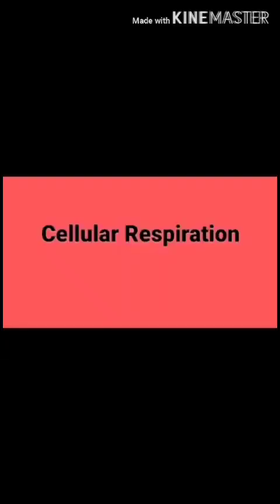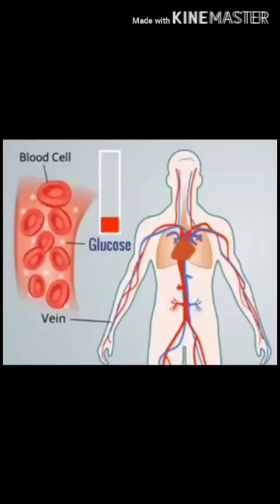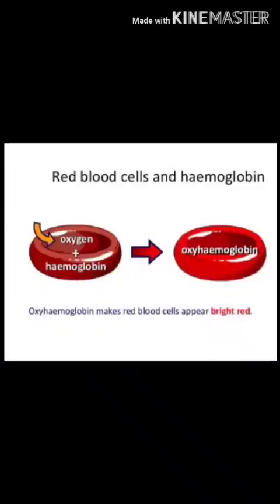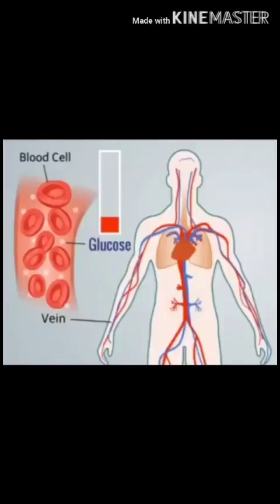Now, next is cellular respiration. The blood takes the oxygen to all the cells of the body. Blood has a substance called hemoglobin, which binds itself with the oxygen to form oxyhemoglobin. So it is in this form that oxygen is carried through the blood, and cellular respiration occurs in the cell.